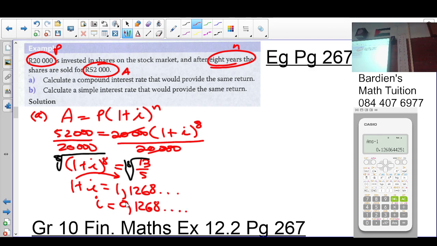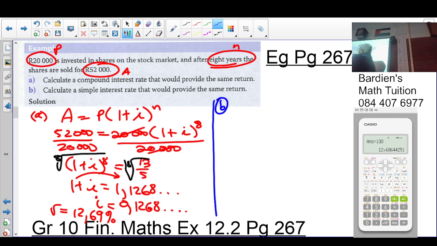But did they ask you for your i value or for your rate? Right. So what must I do? Multiply the answer by 100, which is 12.69%. Do you guys understand? No? We did this yesterday already. For those of you who are looking at surprise. Okay. I see you guys are much quieter today. I like it.